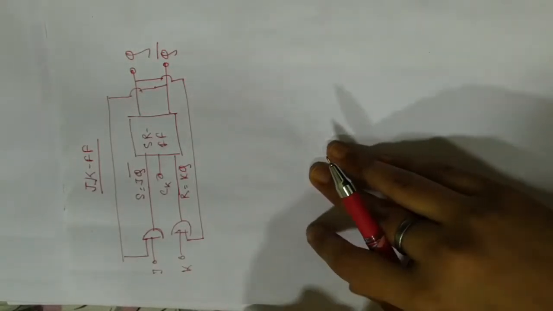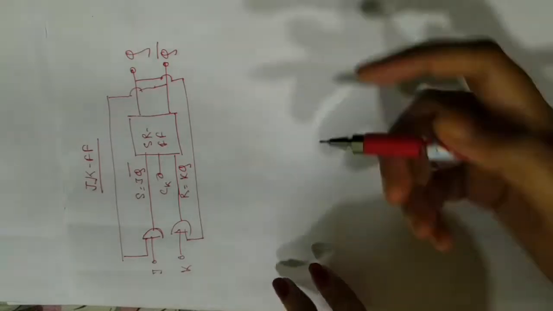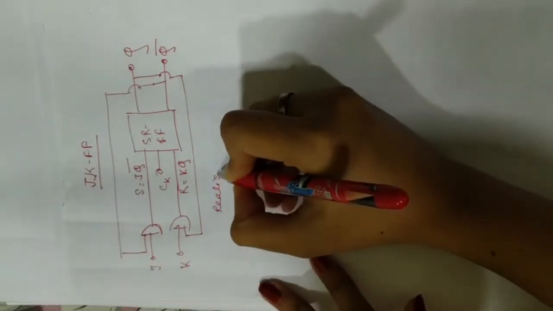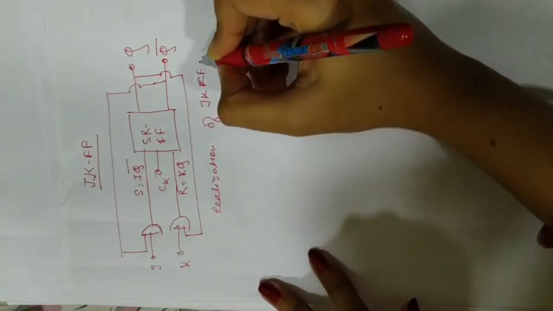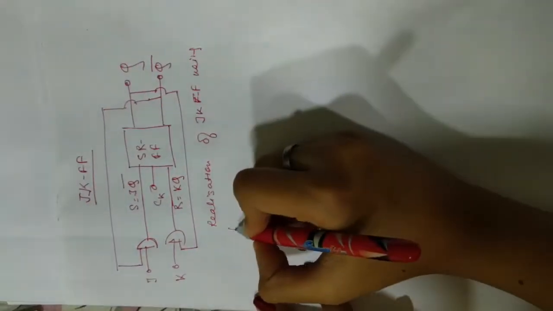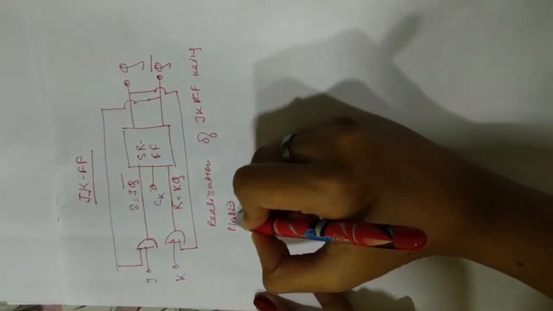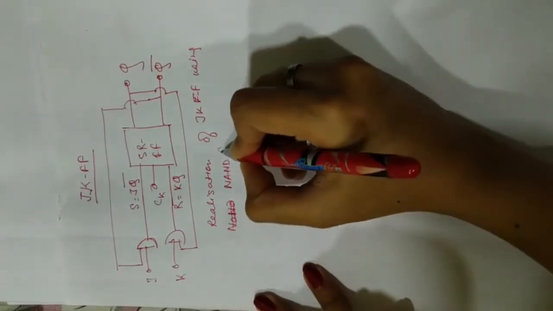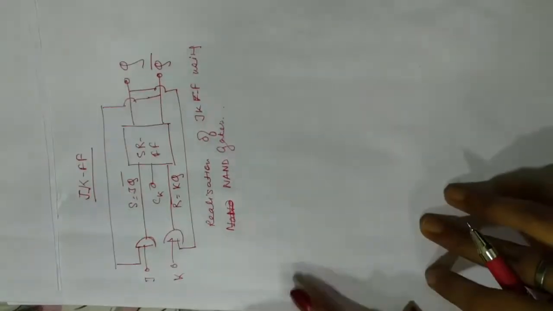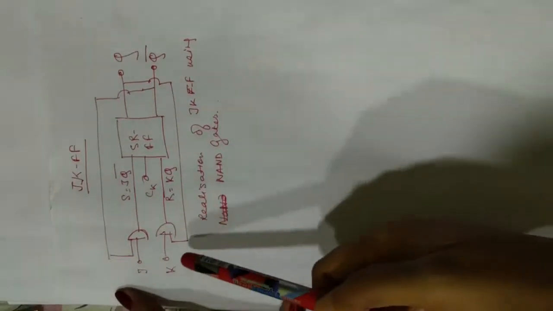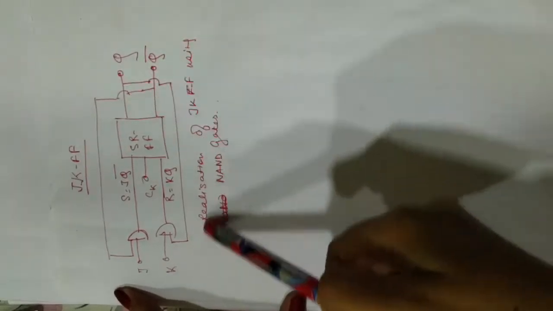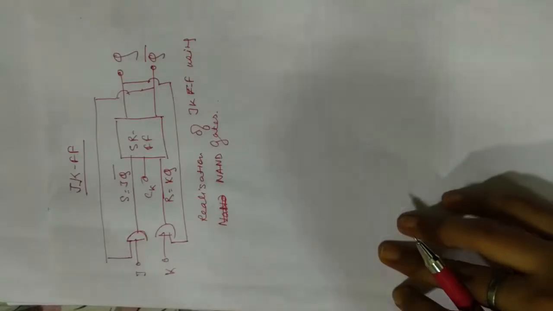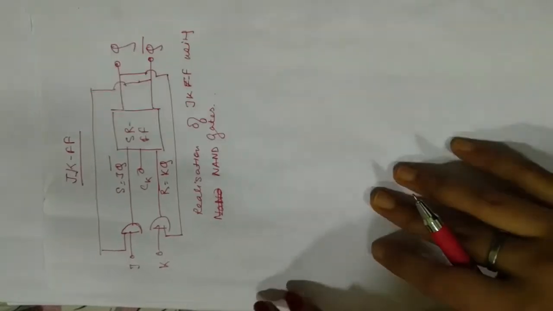Now let's try to draw this flip-flop using NAND gates. Realization of JK flip-flop using NAND gates. From the structure you can see it will be similar to an SR flip-flop, just that we have to take feedback from the output to the input. That is the only difference a JK flip-flop has from an SR flip-flop. So first let's draw the normal SR flip-flop.